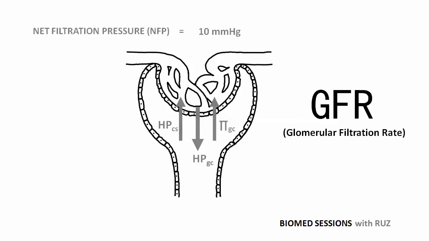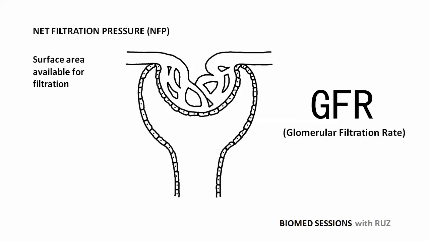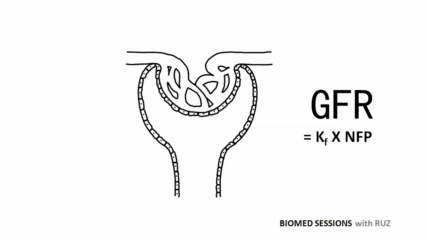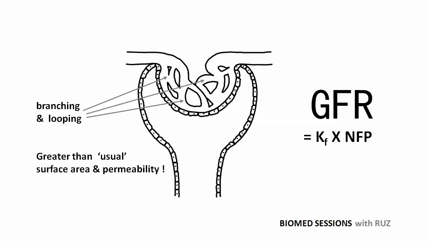GFR not only takes into account NFP, but also surface area available for filtration and permeability of glomeruli. In fact, GFR equals the product of surface area and permeability multiplied by NFP, which can be condensed to the filtration coefficient multiplied by NFP. The permeability and surface area of glomerular capillaries tend to be greater compared to other capillaries due to the fenestrations and extensive branching and looping. Hence, the filtration coefficient is high, and so there is a high degree of filtration in the glomerulus.